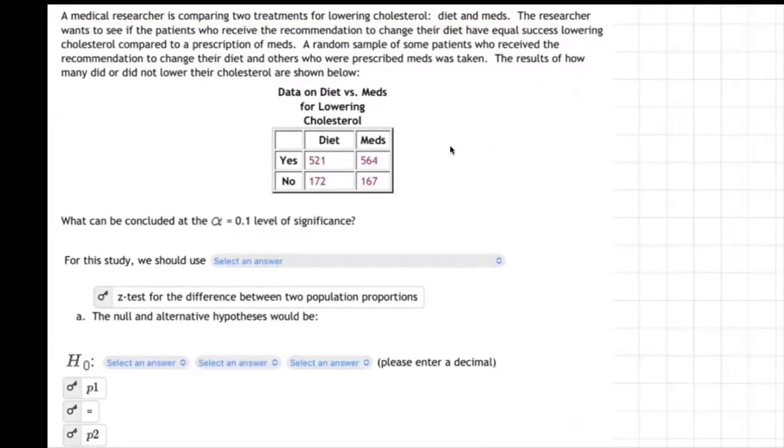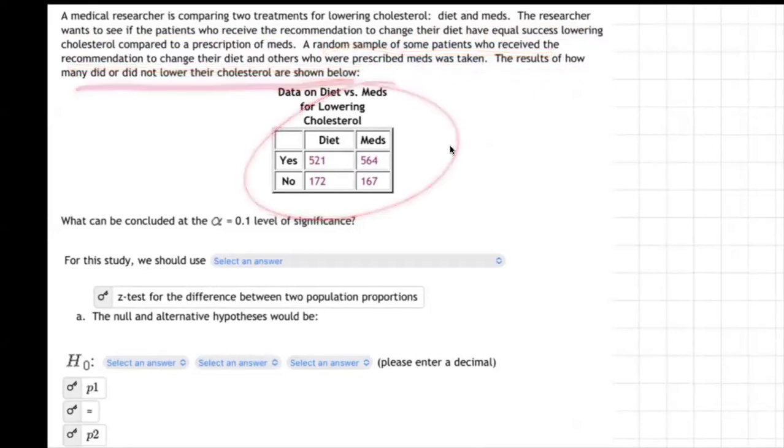And again, these are made up numbers, so take no real life conclusions from these, but this is how you would research such a question. Here's an example. The researcher wants to see if the patients who receive the recommendation to change their diet have equal success lowering cholesterol compared to a prescription of meds. A random sample of some patients who received the recommendation to change their diet and others who were prescribed meds was taken. The results of how many did or did not lower their cholesterol are shown below.